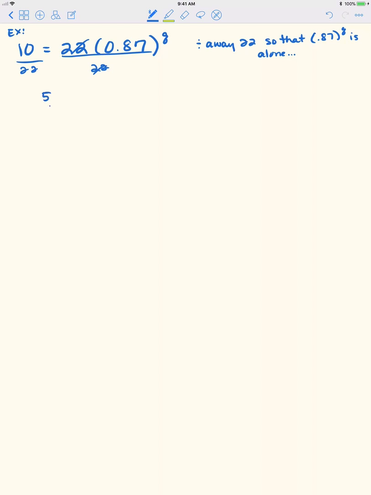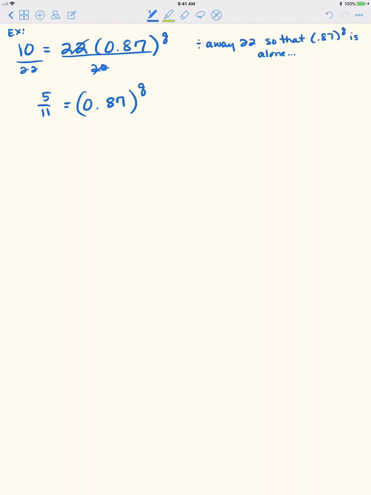So 10 over 22 reduces to 5 over 11, which is like, I think it's 0.4545 repeating. Yeah, so don't round that to 0.45. Make sure you keep it exact. Keep it 10 over 22, reduce it to 5 over 11. But either way, you need to keep that exact. And now we're left with that equals 0.87 to the q power. This is a decay function like we had last chapter.